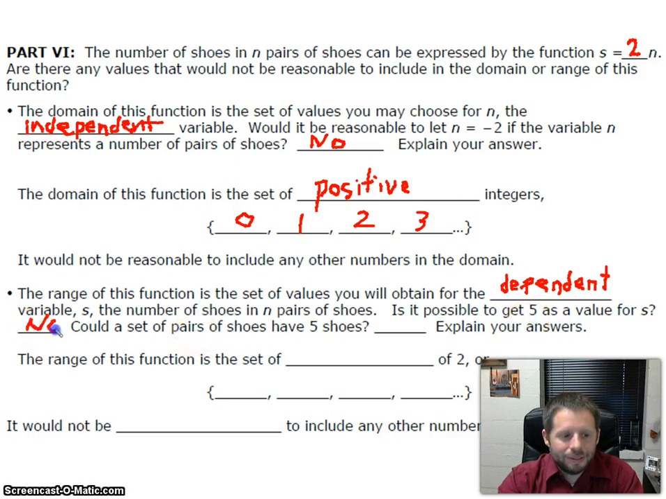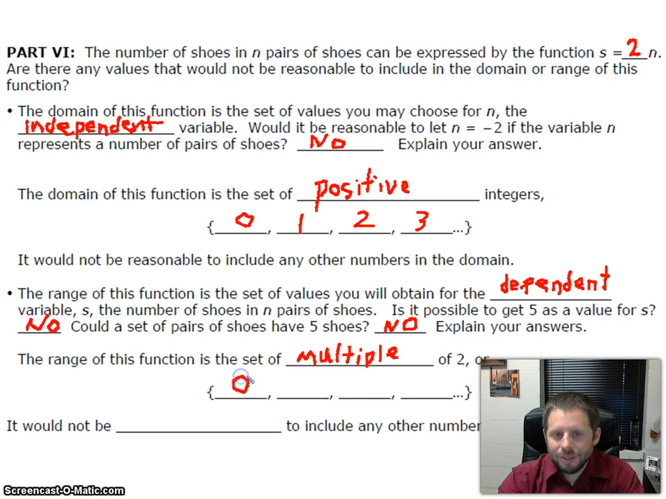You're not going to have an odd number for the number of shoes you have. So it says, could a set of pairs of shoes have 5 shoes? Well, no, because again, you're not going to have a pair of shoes with 5 shoes in it, because you're only going to have an even number of shoes. So the range of this function is the set of multiples of 2. When you have 1 pair of shoes, you're going to have 2 shoes. When you have 2 pairs of shoes, you're going to have 4 shoes. 3 pairs of shoes will give you 6 shoes. So it's all the multiples of 2 that are your possible number of shoes.